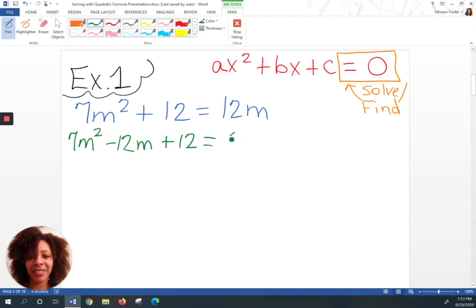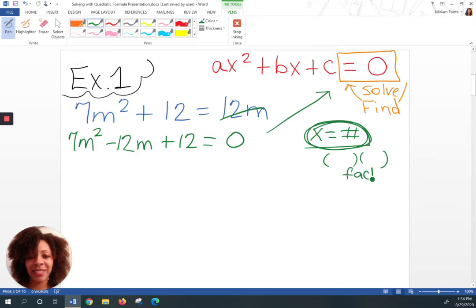Now, I do put a 0 on the side that I took the 12m from because, again, I am trying to solve. When I'm solving, my answer will be in the form of variable equals some type of number. So this is what your answer form will look like. That's what you're looking for. It will no longer be in a factored form. This is a factored form. Okay, so pay attention to the directions. And solve and find, sometimes the directions will use those interchangeably.